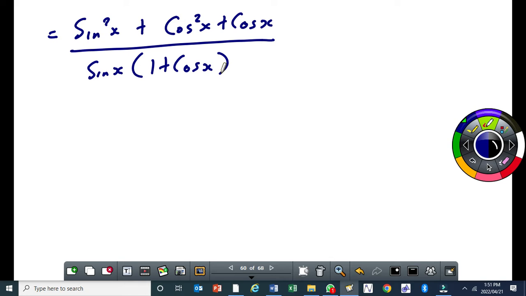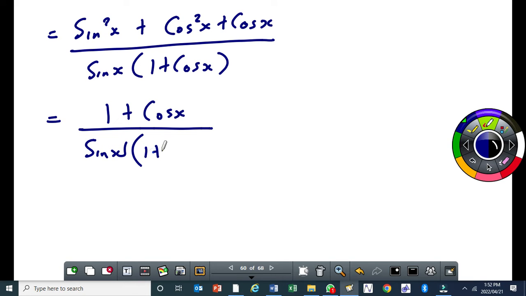Alright? Now, I'm sure you can see that there's sine squared x, there's a plus here, there's a cos squared x. That is equal to what? 1. Alright? It's equal to 1. So this becomes 1 plus cos x all over sine x times 1 plus cos x. I hope you are following that. So the numerator, it's a binomial. The denominator has got a binomial which looks like the numerator. Therefore, that numerator and this can cancel out.